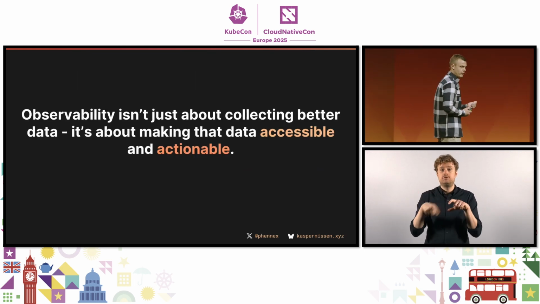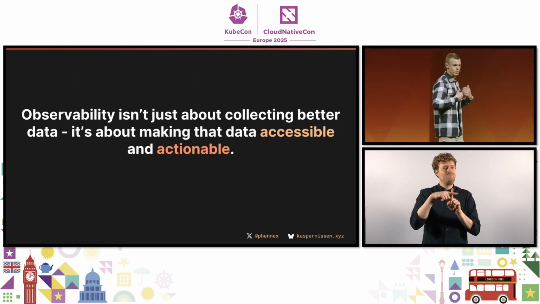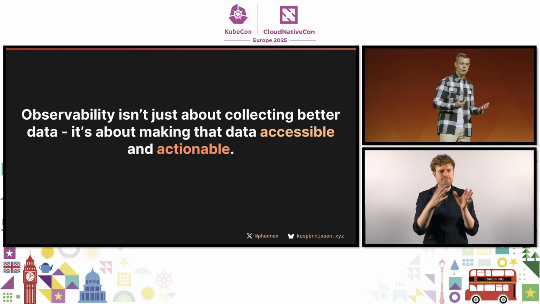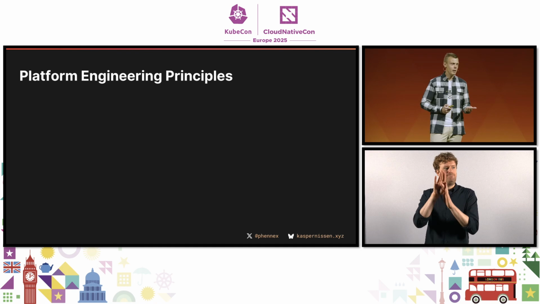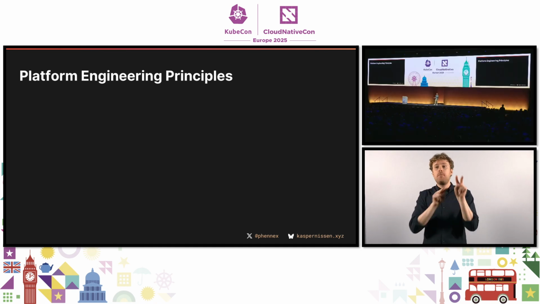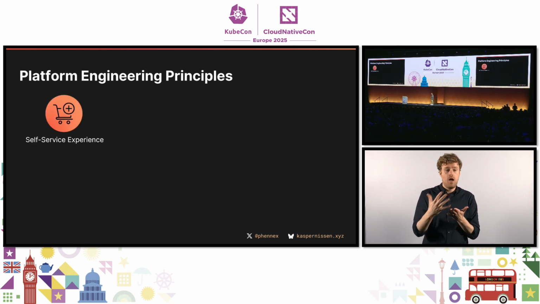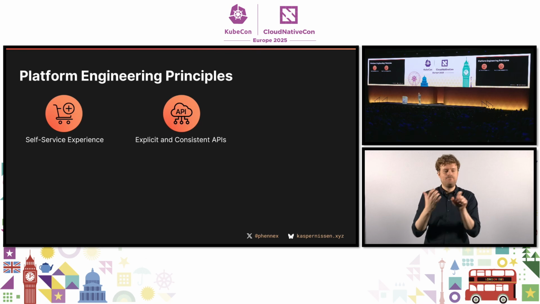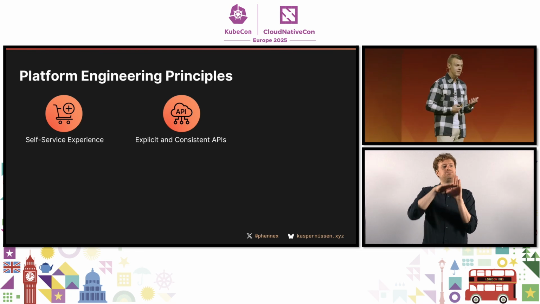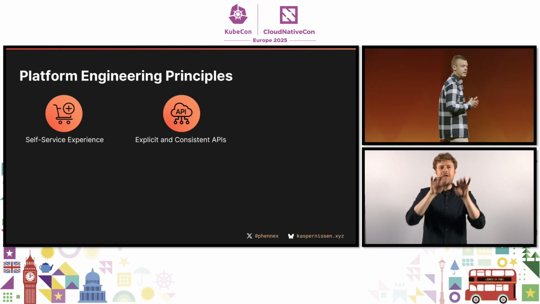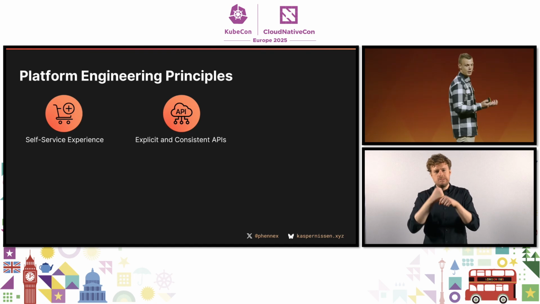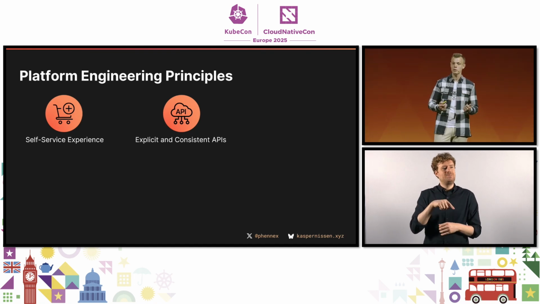But let's take this a step further. Observability isn't just about better data, it's also about making that data accessible and actionable. And that's really where platform engineering comes in. By applying platform engineering principles, we can transform observability from an afterthought into a seamless, scalable, and developer-friendly experience. Developers shouldn't struggle with complex configuration. Observability should be built in with OpenTelemetry, enabling auto-instrumentation for effortless telemetry collection. And OpenTelemetry provides vendor-neutral APIs to ensure consistent telemetry collection. Its semantic conventions standardize naming across traces, metrics, and logs, enabling automatic correlation and reducing inconsistencies between services.